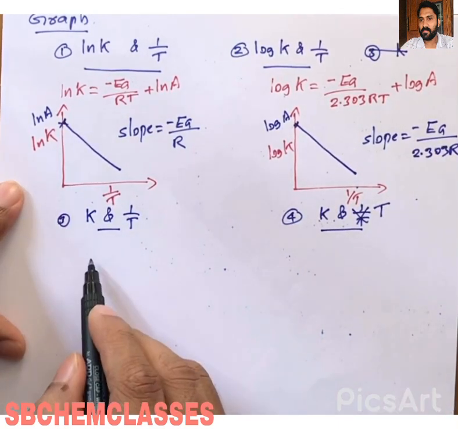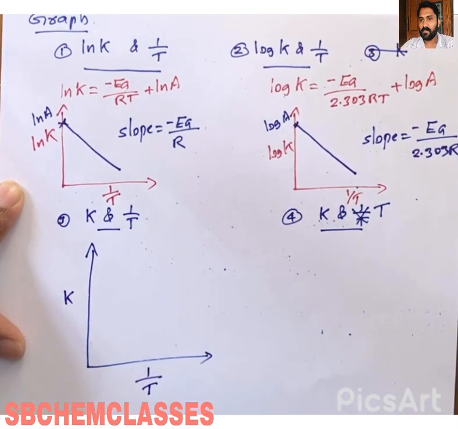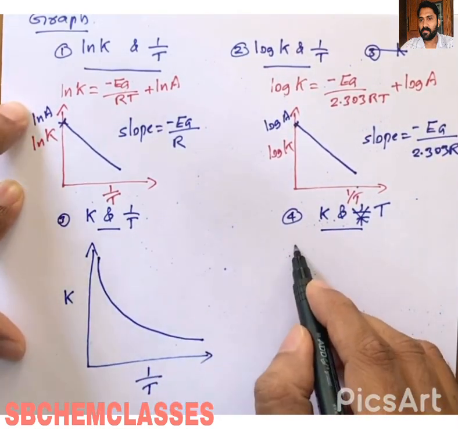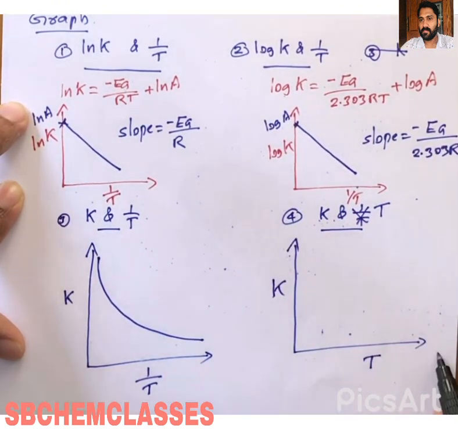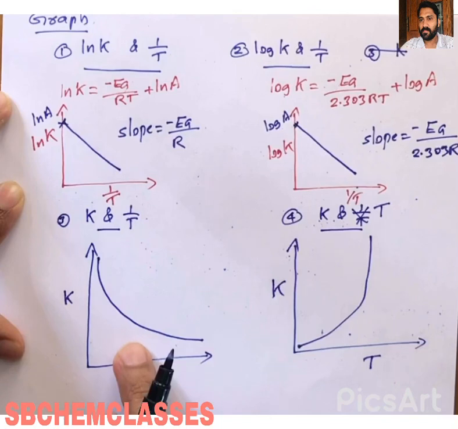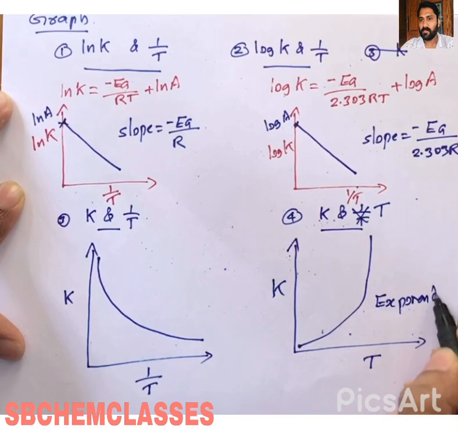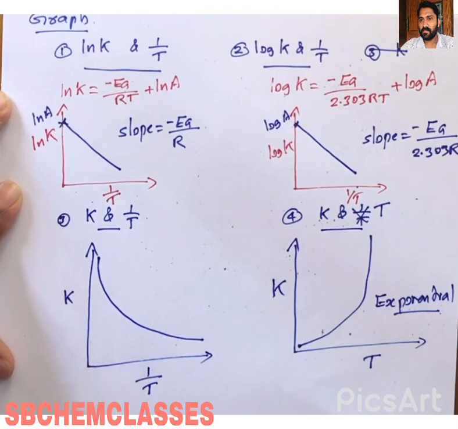If we draw the graph between K and 1 by T, we know as temperature increases, K increases. So as 1 by T increases, K will decrease like this. So what will be the graph between K and T? As temperature increases, K increases. So the graph will be like this. This graph is an exponential graph, an exponential relation. So these are the four graphs we have to know in the Arrhenius equation.